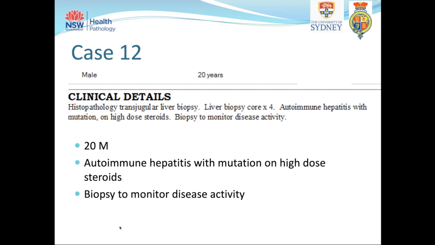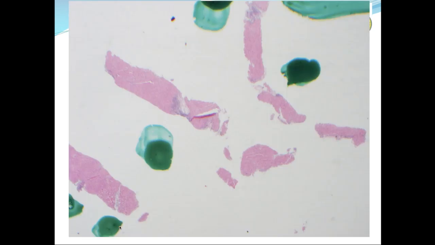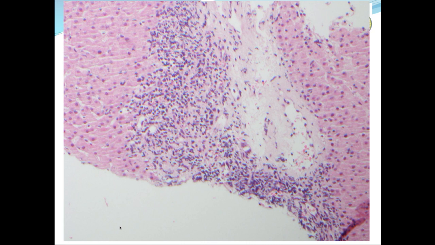So two more quick cases. This case was sent, 20-year-old man, autoimmune hepatitis with mutation, biopsy to monitor disease activity. So these are the biopsies here, transjugular biopsies, which tend to look a bit fragmented.